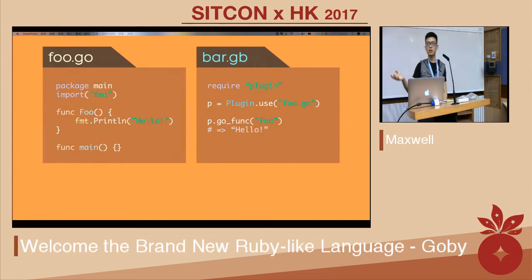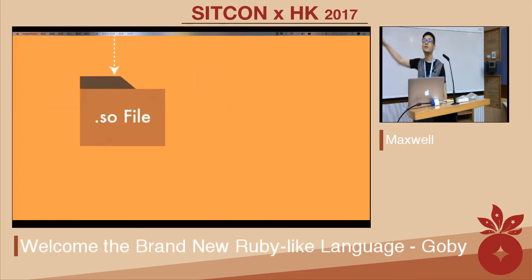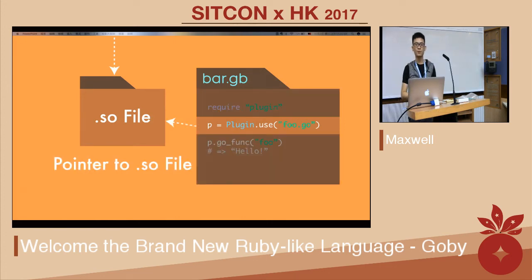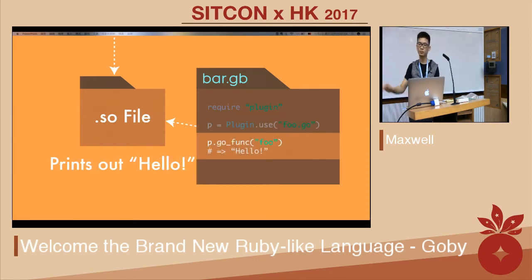And what it does, it compiles the Go package first, and then generates something which is a kind of static object file. And then there is a pointer which points to this file and is assigned in this P variable. So it calls the Go function. You can use the gofunc method to call the Go function, which is recorded in the Go package. So you can see that it prints out the value hello.